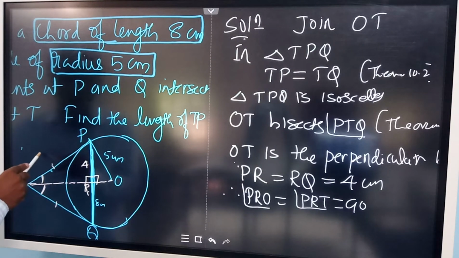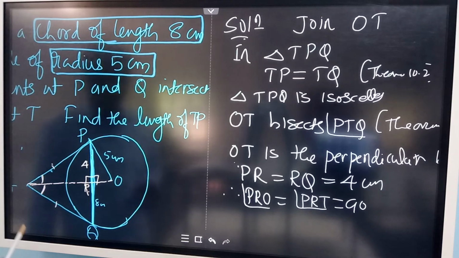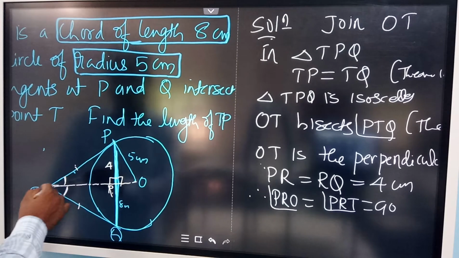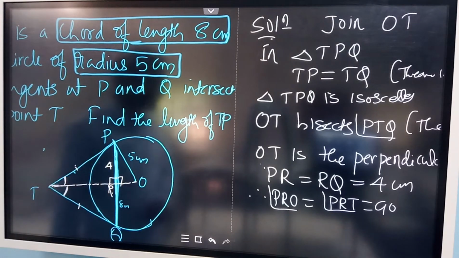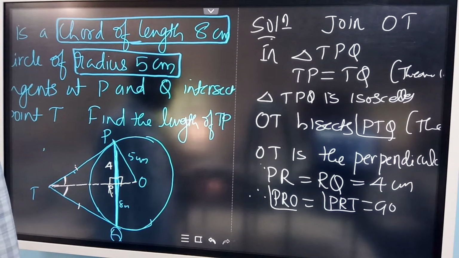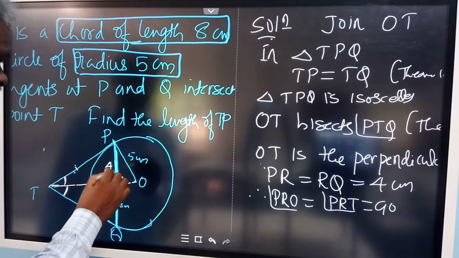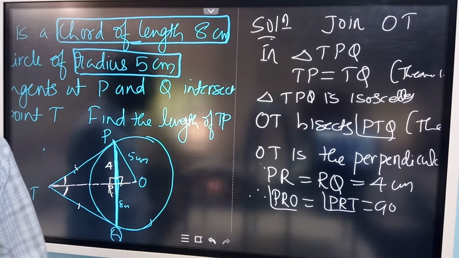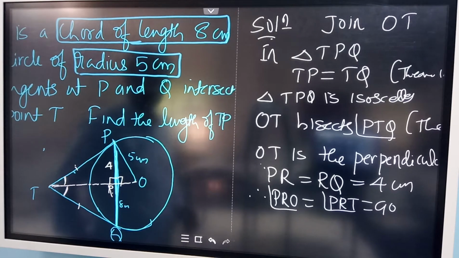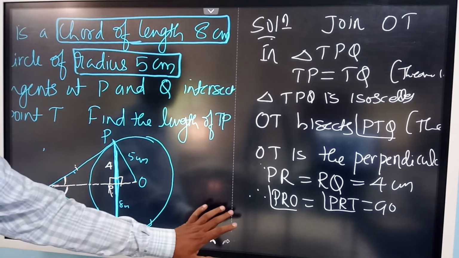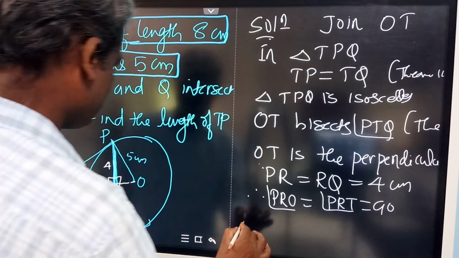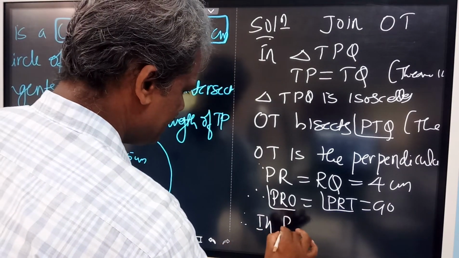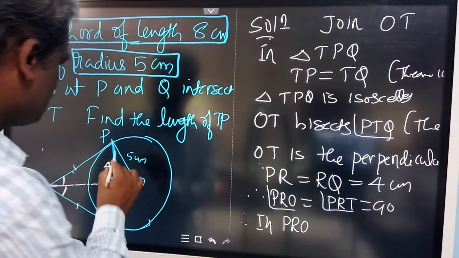Now you select the triangles. These two triangles are similar. But before that, this is a right angle triangle. Is it not possible to find the length OR? How can you find the length OR? You can use the Pythagoras theorem in triangle PRO.